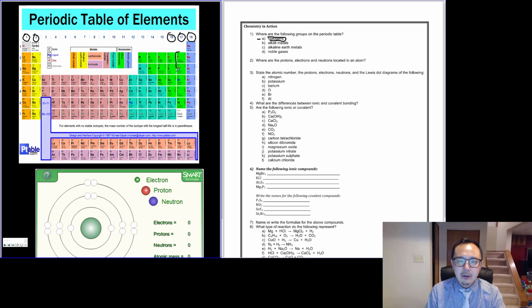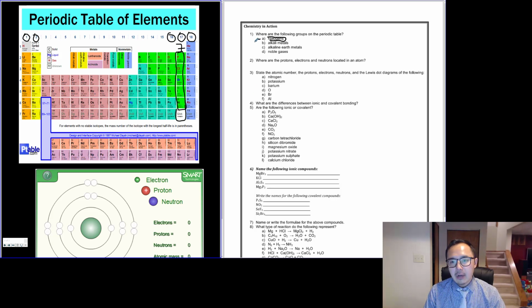Anything from here, all these ones down here, are your halogens. You can include this one as well, the new element. That means that these all have 7 valence electrons on the outside shell. With 7 valence electrons, they can take 1 electron in to form a bond.